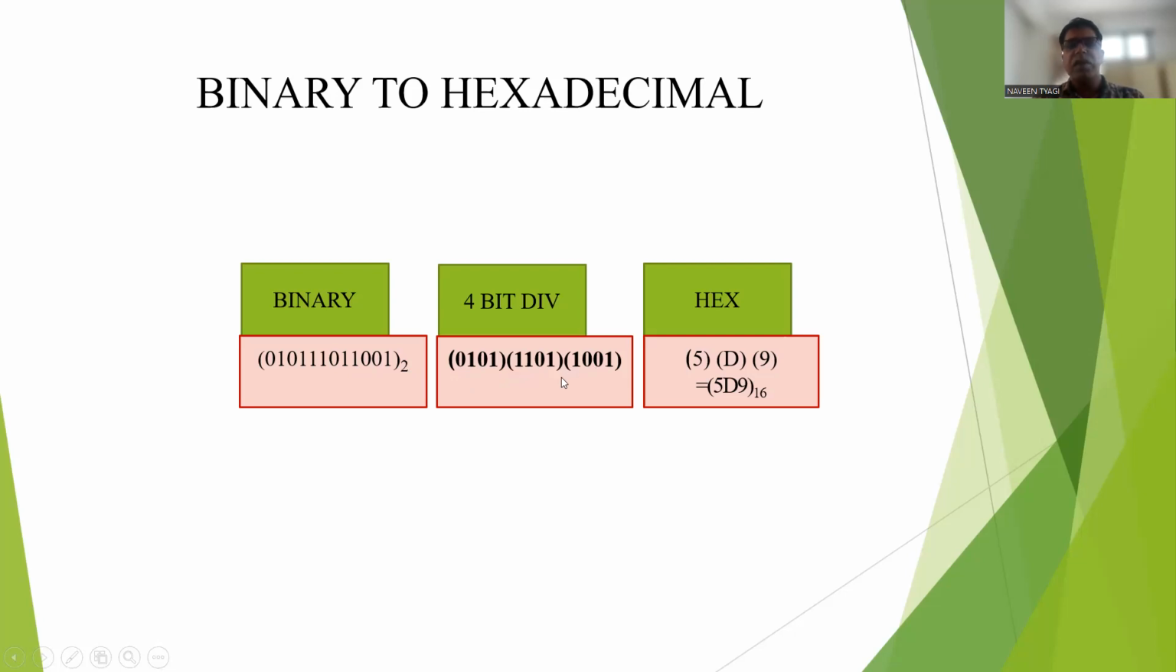After doing this, each 4-bit group is represented by a hexadecimal digit. We put the equivalent hexadecimal digit for each 4-bit number, and the number that forms is known as a hexadecimal number, 5D9, where 1001 is represented by 9, 1101 is represented by D, 0101 is represented by 5. We can understand this by seeing the table where we have different conversions.